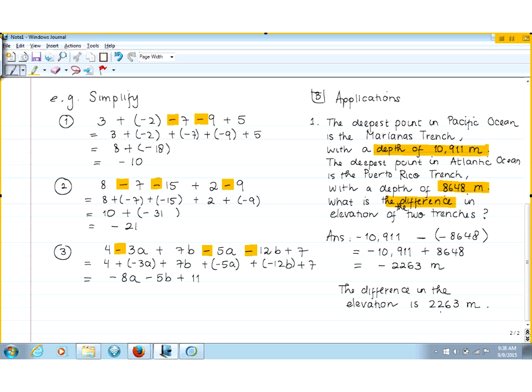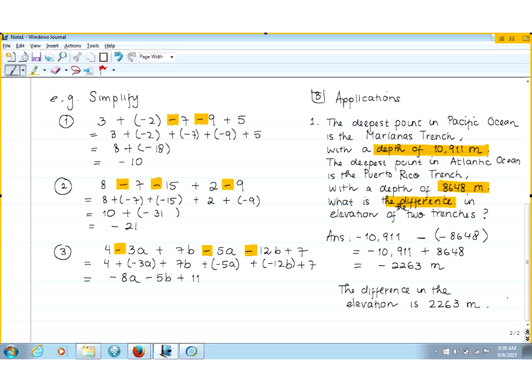And I know the answer here is negative, but what is the difference between those two? The difference is just 2263 meters, 2,263 meters. Good. Should we do another one?